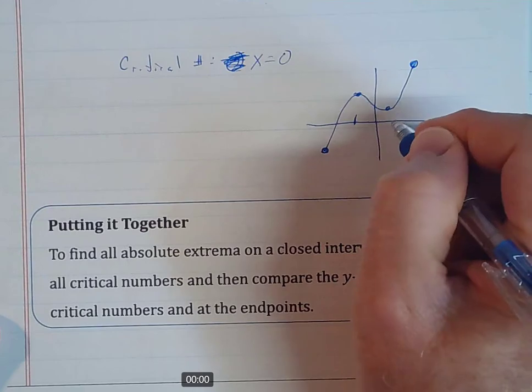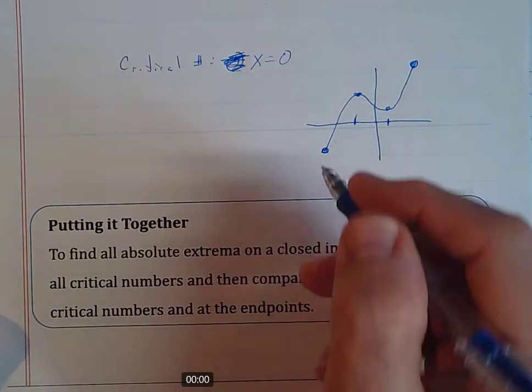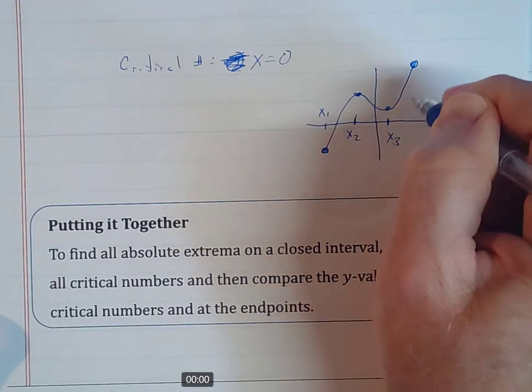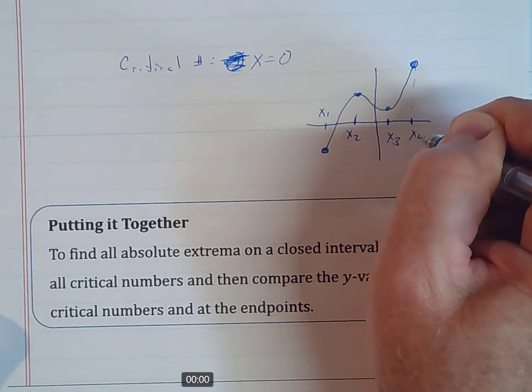Okay, so I've got a number here, and I've got a number here, and I'm just going to call this x1, x2, x3, whatever number that is, we'll call that x4.